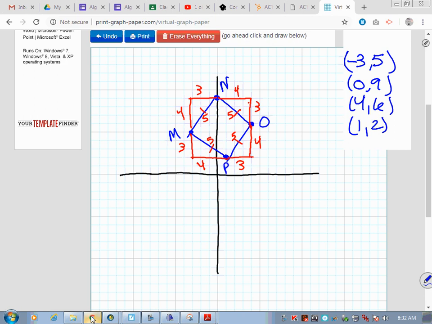So because MP is congruent to NO and MN is congruent to PO, I know it's a parallelogram because it's a quadrilateral with opposite sides congruent. I know it's a rhombus because all 4 sides are congruent. The next thing I need is to prove that it's a rectangle. So we can do that by any number of ways.